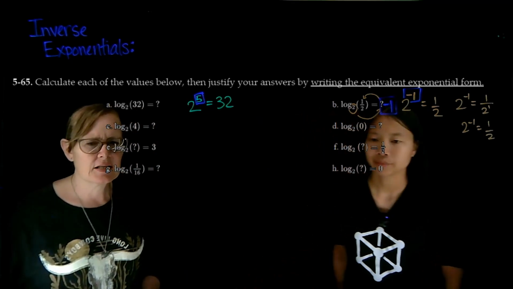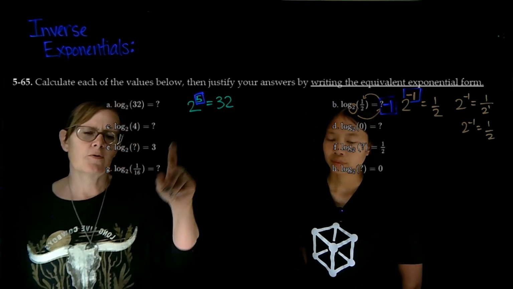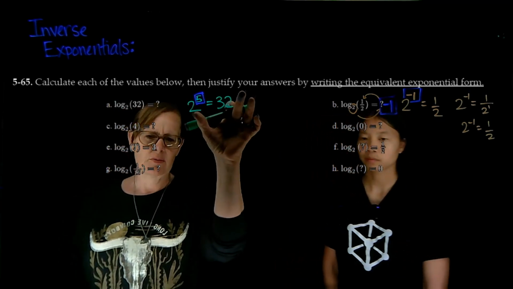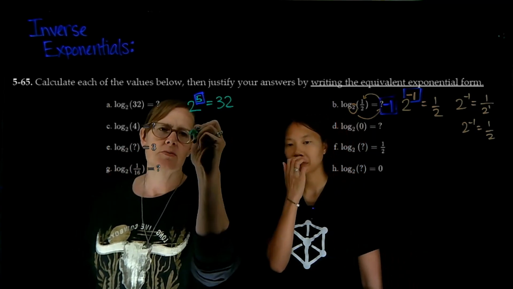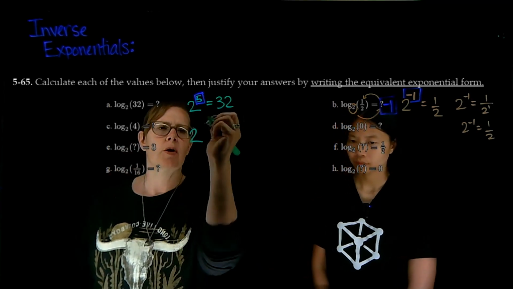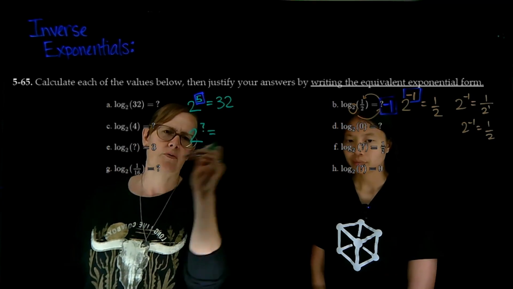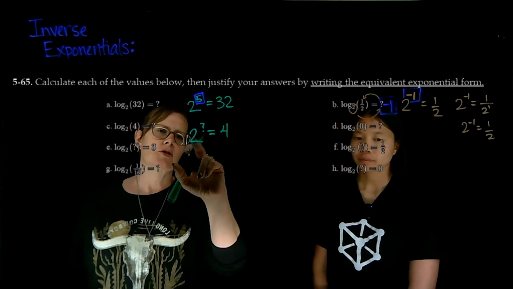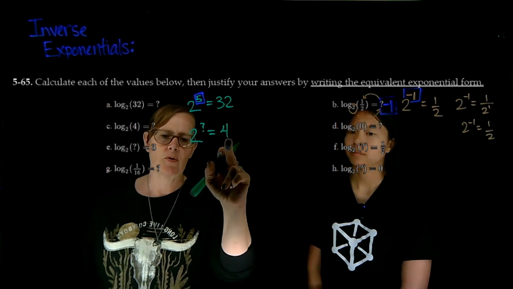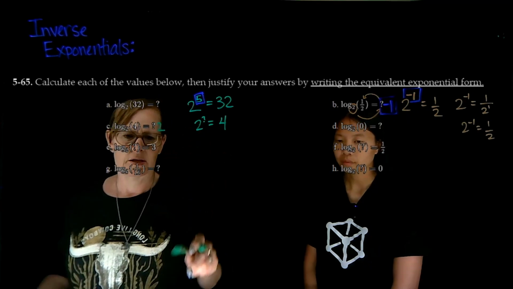Okay, let's look at C. It says log base 2 of 4 equals what? So same thing we did here. Our base is going to be raised to, we're not sure what power, in order to equal 4. Well, if I look at this, I know that 2 to the second power gives me 4. So I know that my answer here is 2.